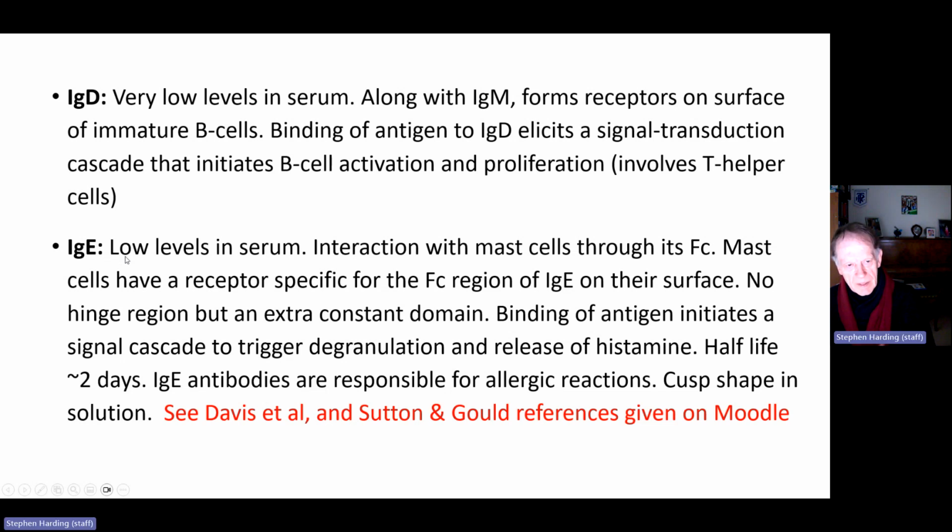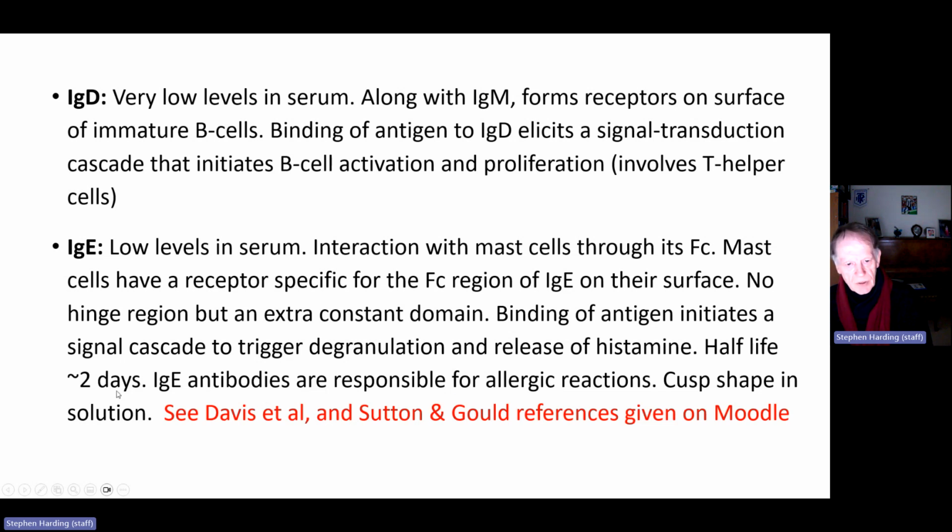IgE, this is the main antibody of the allergic response. This has low levels in serum and interacts with the mast cells through its Fc receptor. The mast cells have a receptor specific for the Fc region of IgE on their surface. There's no hinge region, or not much of a hinge region, but an extra constant domain. So that means its molecular weight will be higher than that of IgG molecules. The binding of antigen initiates a signal cascade to trigger degranulation and release of histamine in the mast cells.